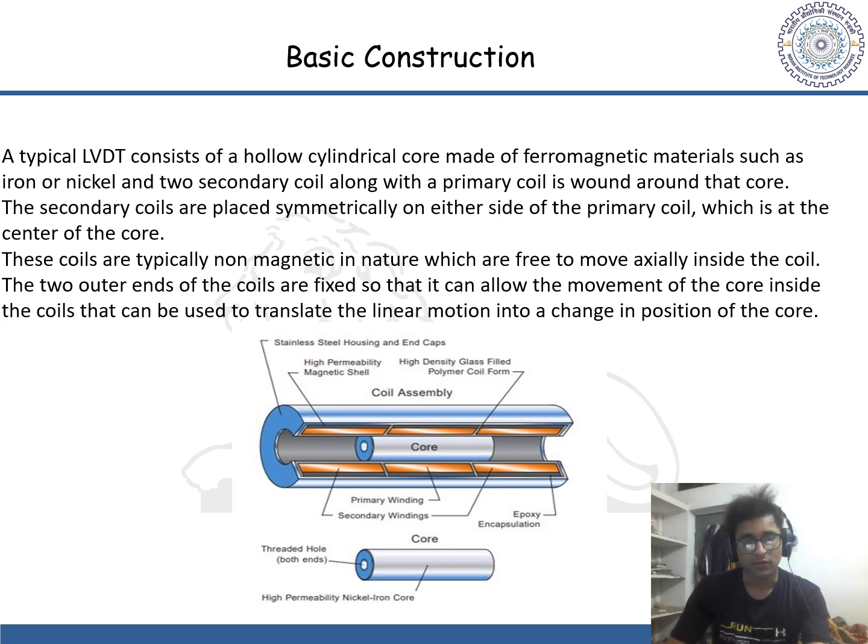So this is the diagram. This is a hollow cylinder. This is the ferromagnetic core, and these are the coils which have been wound around it in a given rigid structure.